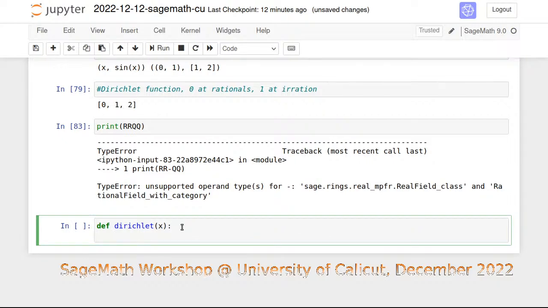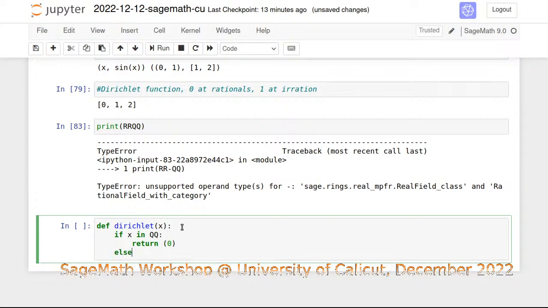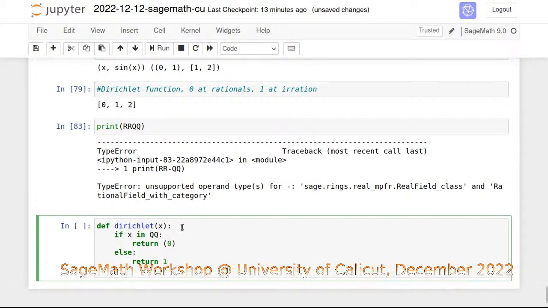So, if we define the Dirichlet function, how do we define it? Return, if x in QQ, maybe we can return, if we define it to be 0 and 1, else return 1. But I don't think this will work, because this is a single variable kind of function, and with the limits this may not be compatible, is what I am afraid. The bracket is probably not necessary here.